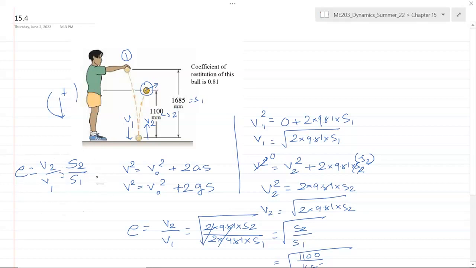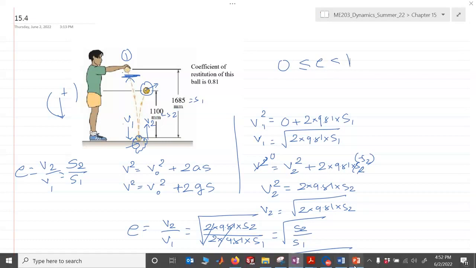And now you can see why the value of e can never be 1, because if e is 1, that means s1 is equal to s2, and that doesn't make sense, because if you release the ball from a height without forcefully throwing it on the ground, it will never bounce back to the same height. There is always loss of energy at the impact, in the form of heat, in the form of localized deformation, and in the form of sound. Because of that loss, the ball will always rise lower than the height from where it is being dropped. So that's why e can be 0, but it can never be 1.